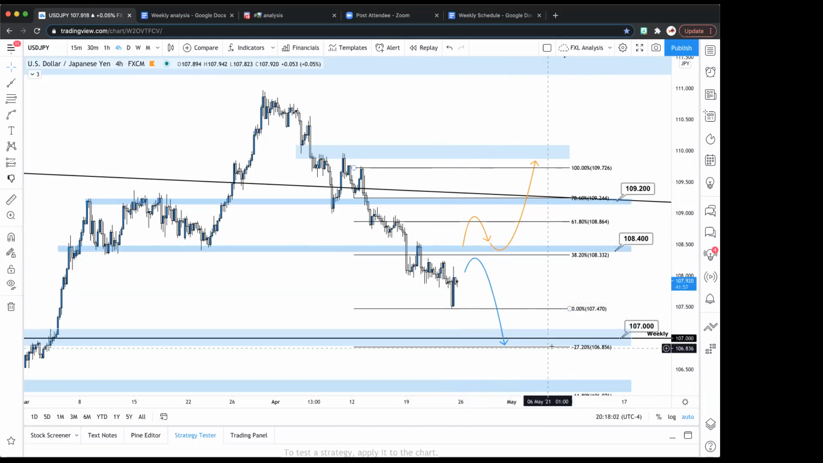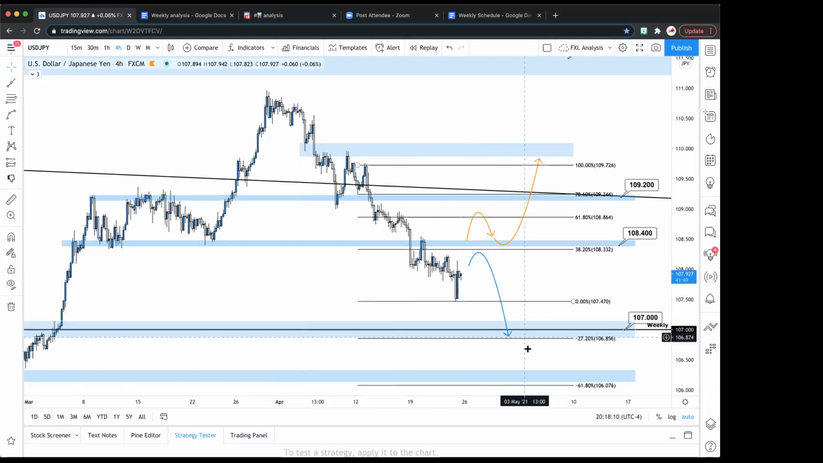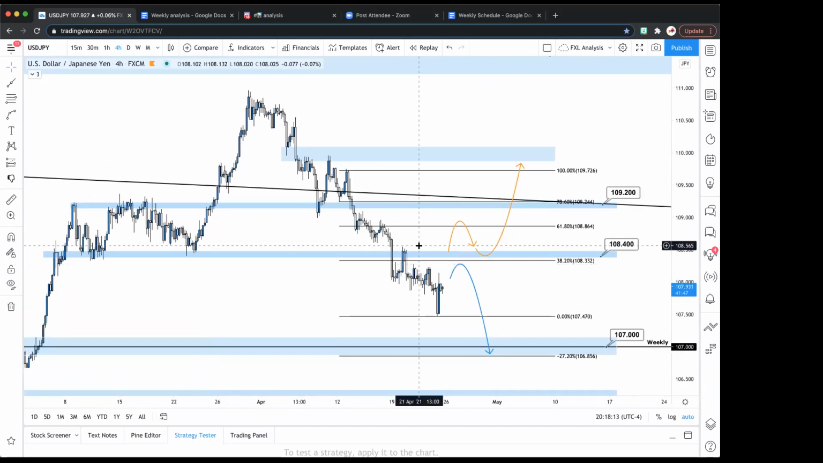We'll probably find support at 107, in which case we'll reanalyze. Probably be betting on a bounce at this level, but we'll see. So for right now, this is what we're looking at. But let's say I'm totally wrong and it doesn't even drop. It just pulls back, breaks right through 108.4, just reverses this trend entirely on the 4-hour.